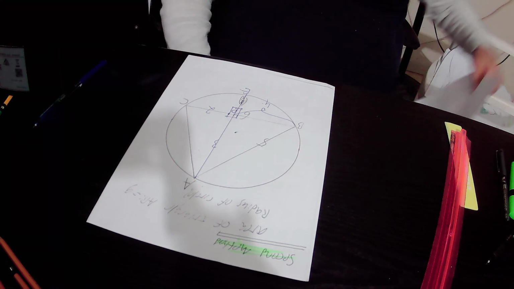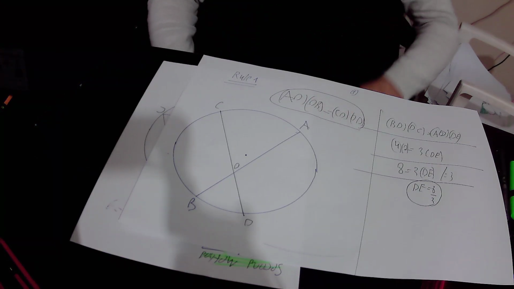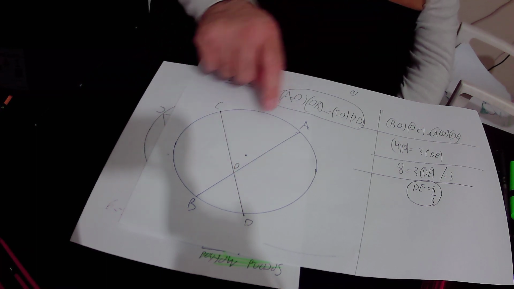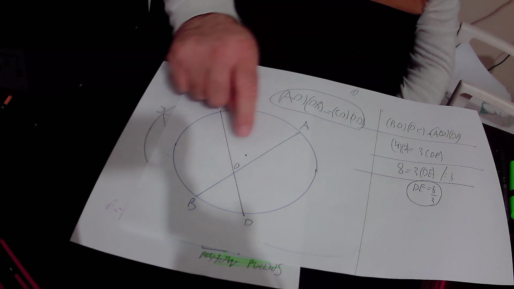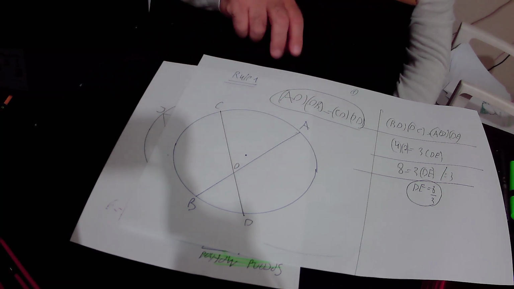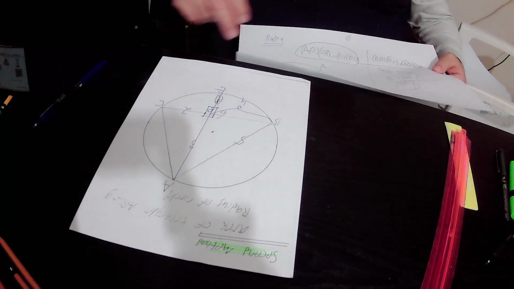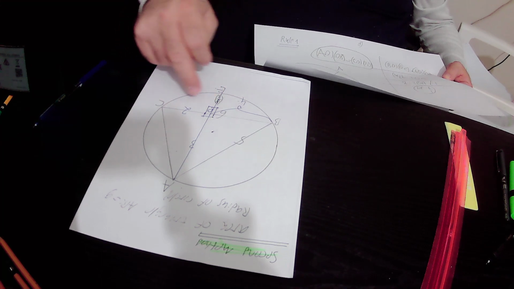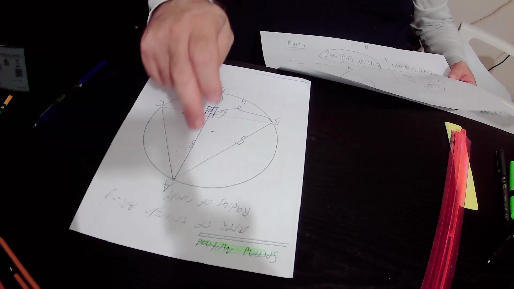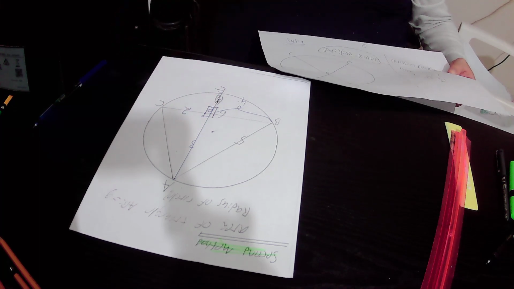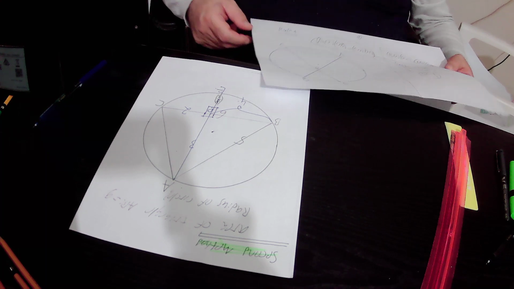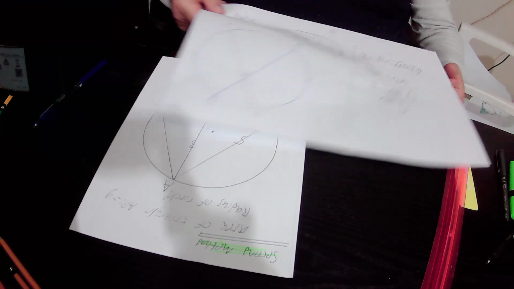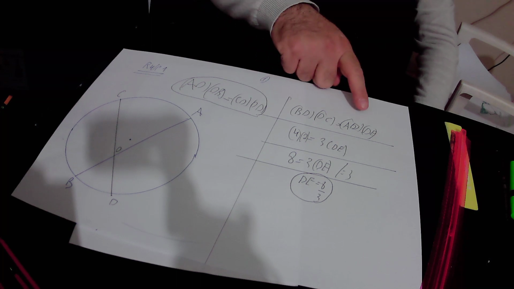Then I presented to you rule number one. According to rule number one, if chord AB intersects with chord CD at point O, then AO times OB equals CO times OD. Here we have chord AE that intersects with chord BC at point D. Therefore, according to rule number one, we get that BD times DC equals AD times DE.